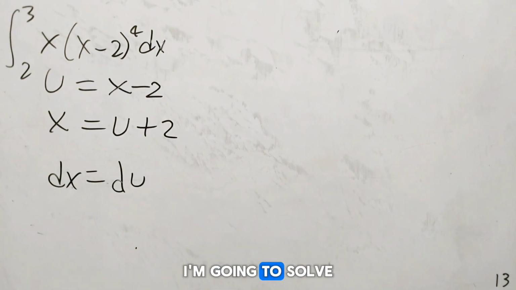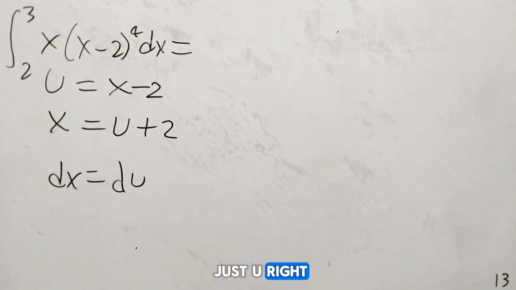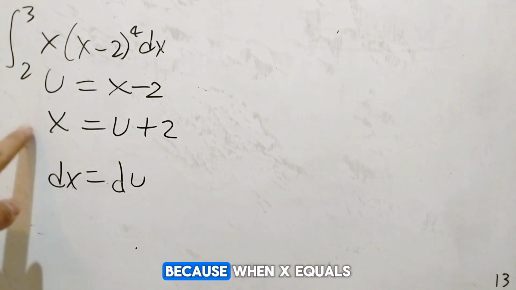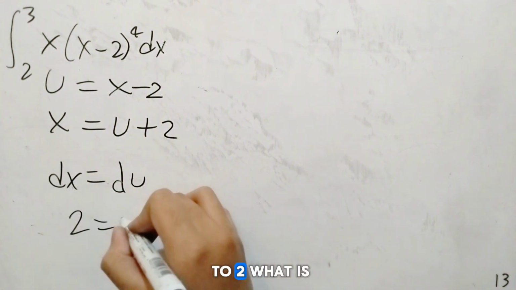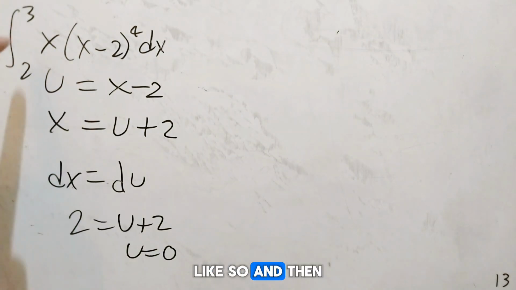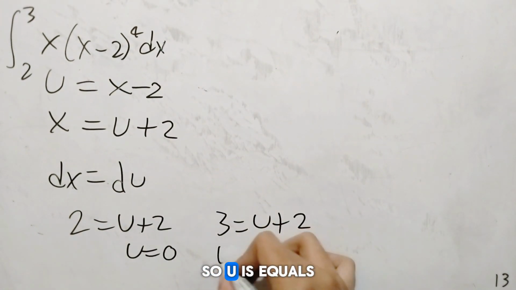So now I'm going to move this integral into the u world, where every variable is just u, right? Also, guys, I am going to change the bounds, because these are very important. When x equals 2, what is our u? Well, u equals 0. And for 3 equals u plus 2, u is equal to 1.